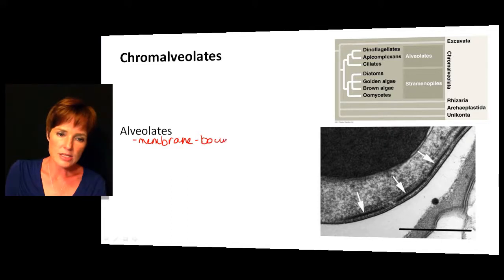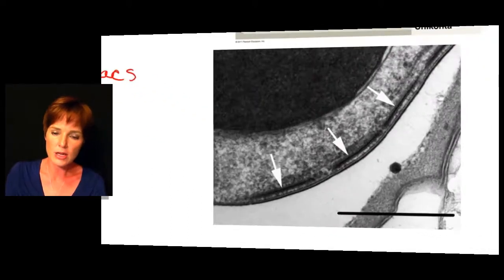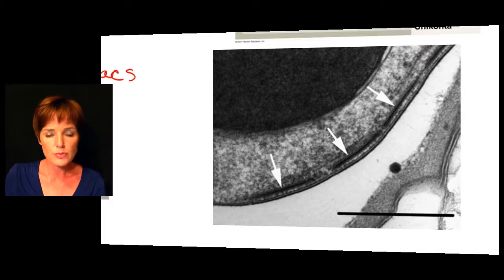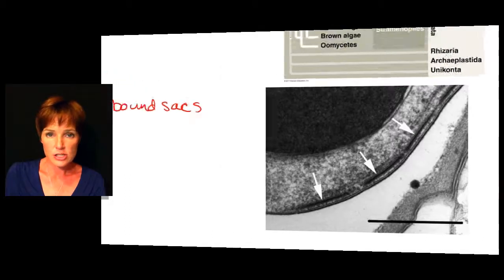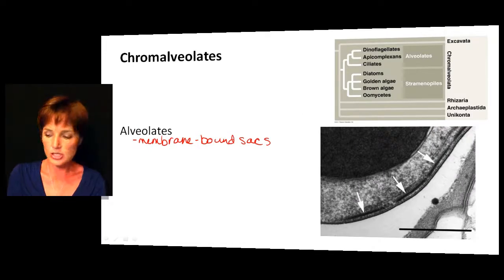These little sacs are found underneath the plasma membrane, and that's what these little white arrows point to. These sacs have numerous functions, and they're thought to help support the general structure or stabilization of the surface of these cells, and they may also be involved in regulating water content or ion content within the cells. There are three main groups of alveolates that we're going to discuss: the dinoflagellates, the apicomplexans, and the ciliates. As we talk about these, keep in mind that each one of them is going to have these alveolate sacs inside of them.